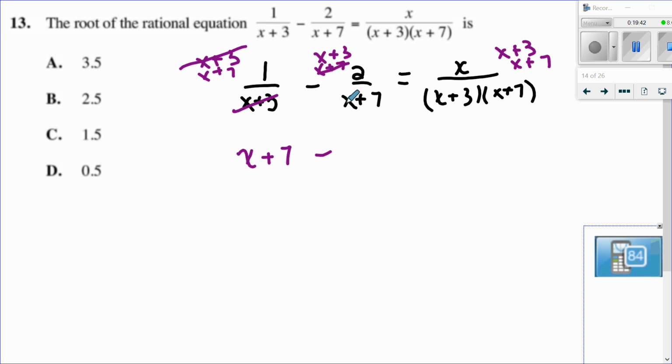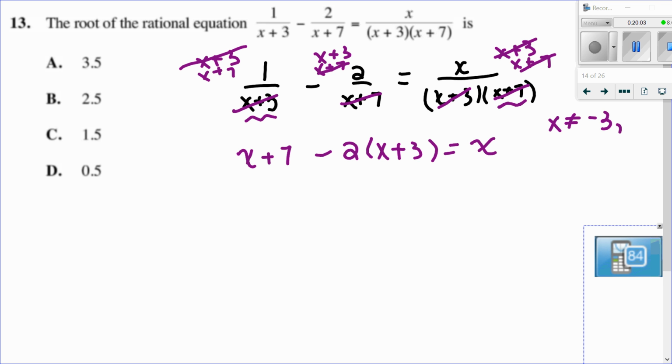Minus x plus 7 and x plus 7 cancel. You're left with 2 times x plus 3 equals x plus 3 and x plus 3, x plus 7 and x plus 7 cancel. You're only left with x. Okay, now before I get too far, I'm going to state my non-permissible values, which I almost forgot. So the opposite of a +3 is a -3, and the opposite of a +7 is a -7.